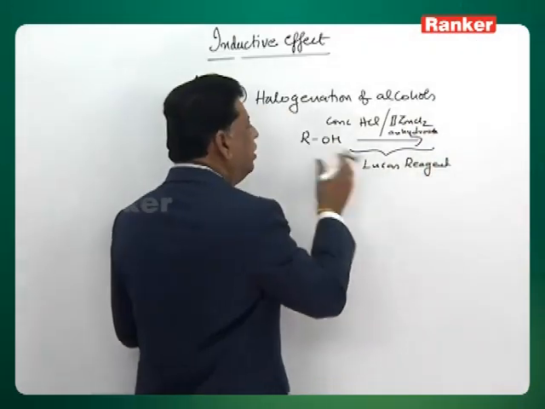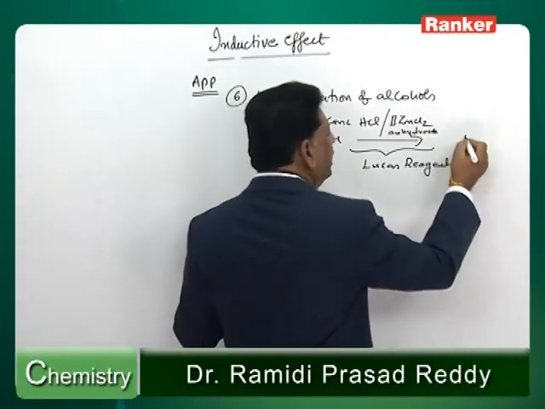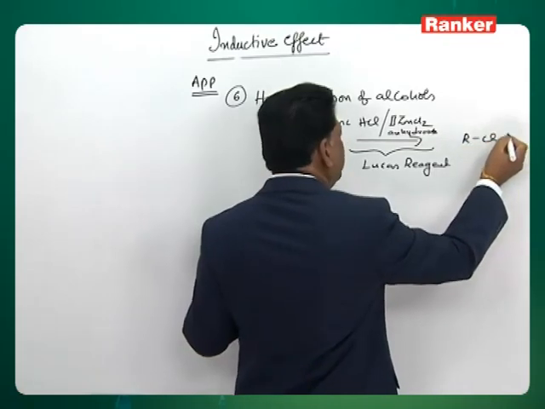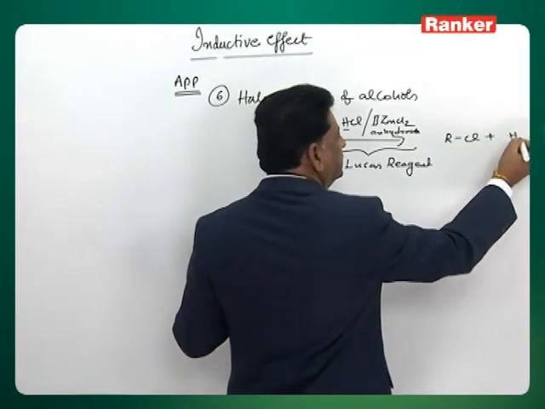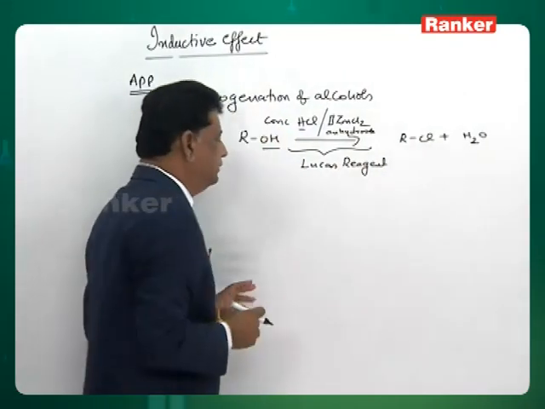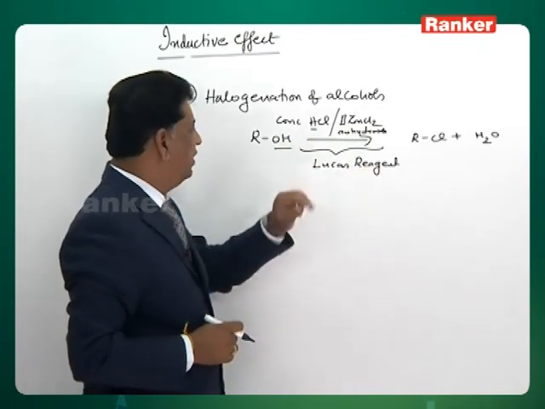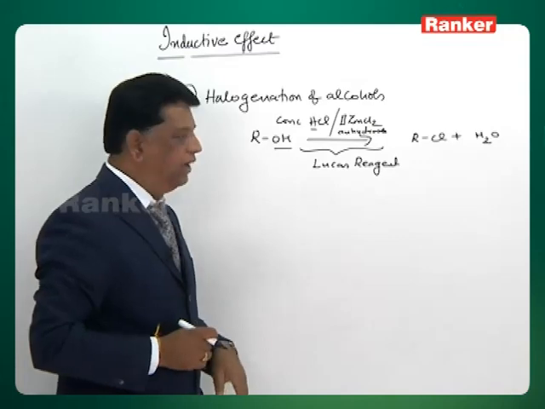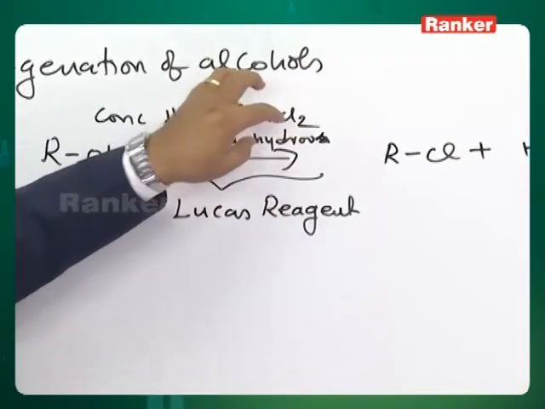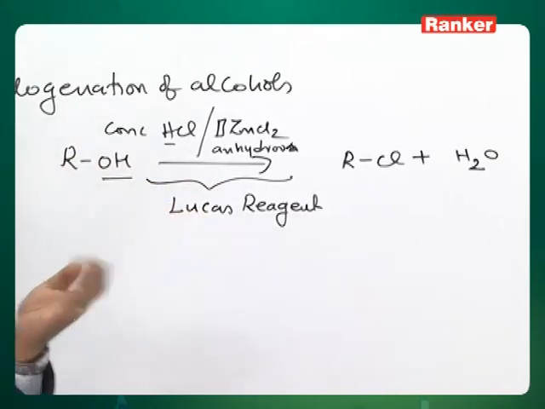So, whenever alcohols are added to Lucas reagent, the alcohols become alkyl chlorides. The OH and the H form water. That is the overall reaction. The Cl comes in the place of OH, so RCl is formed, and HOH goes out as water. You can balance the reaction, and we can understand that zinc chloride is only a catalyst because it does not participate in the main reaction.